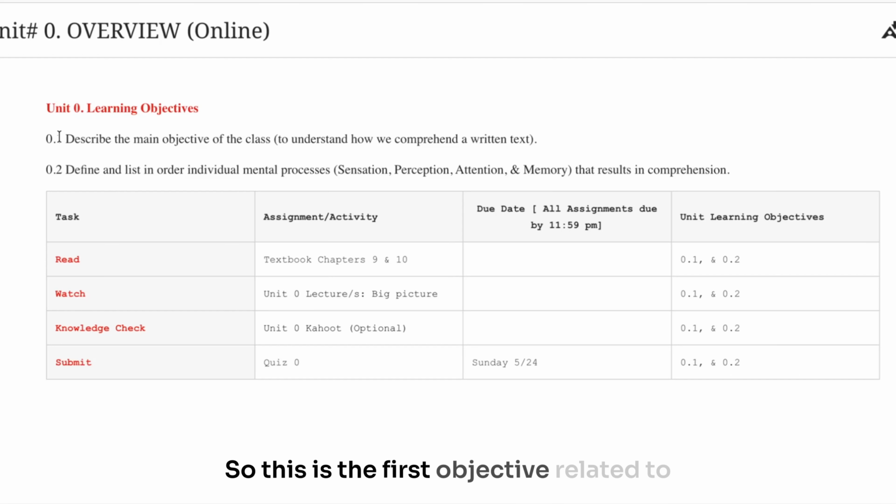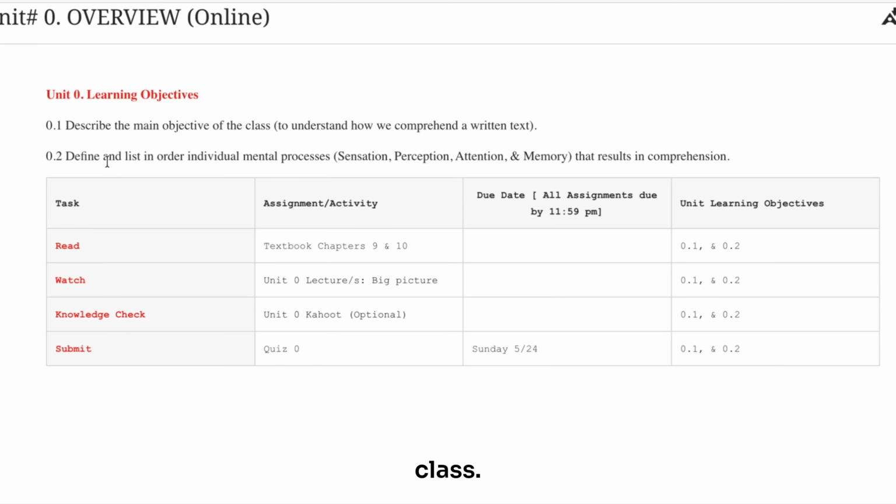So this is the first objective related to unit 0. This is the second objective related to unit 0. That's why these are called 0.1 and 0.2. And these describe the main objectives of the class. And below this is the table, the unit task table. Let's call this a unit task table.